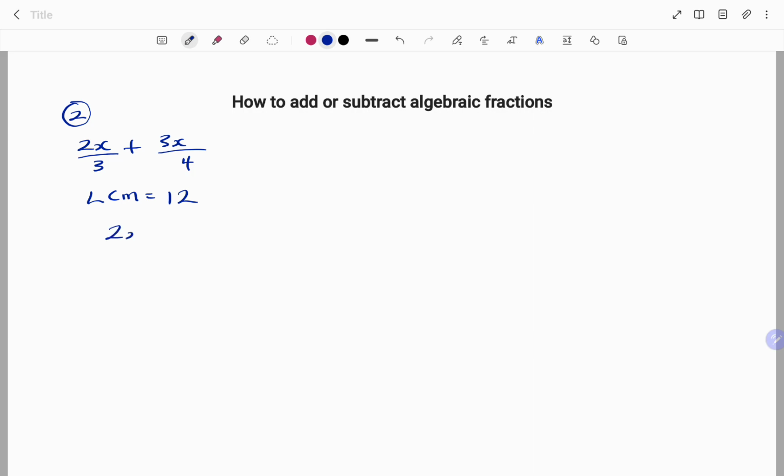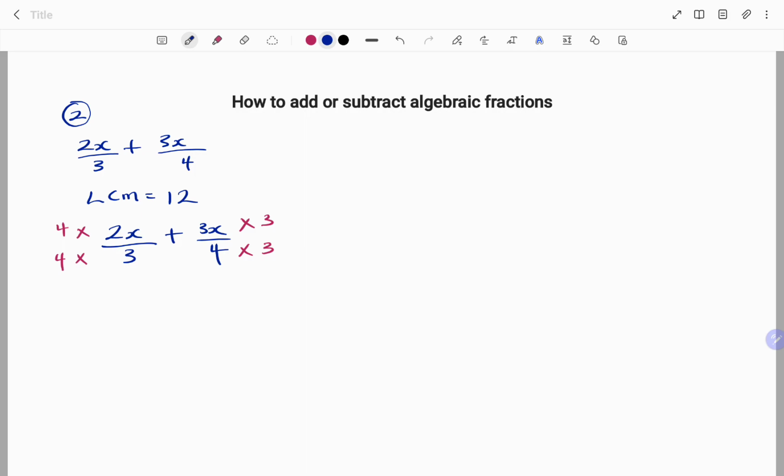You have the first fraction, which is 2x over 3. To make the denominator 12, you multiply 3 by 4. And whatever you do at the bottom, you do at the top. On the other side, you have 3x over 4. To make 4 into 12, you need to multiply 4 by 3, because 4 times 3 is 12. And whatever you do at the bottom, you do at the top.